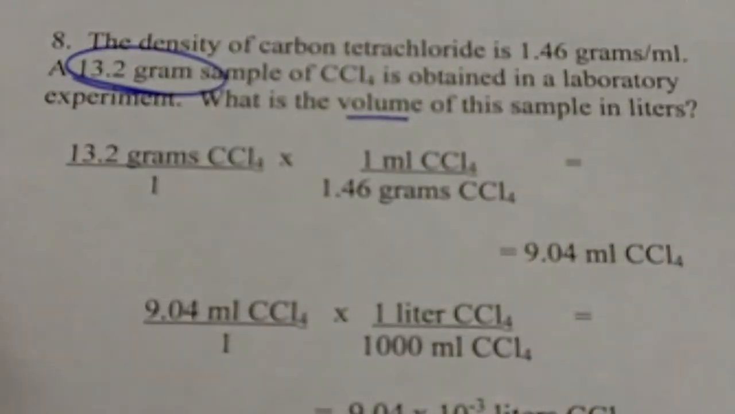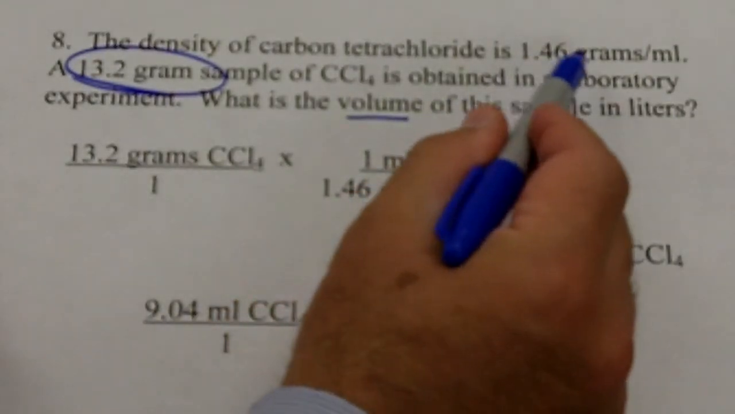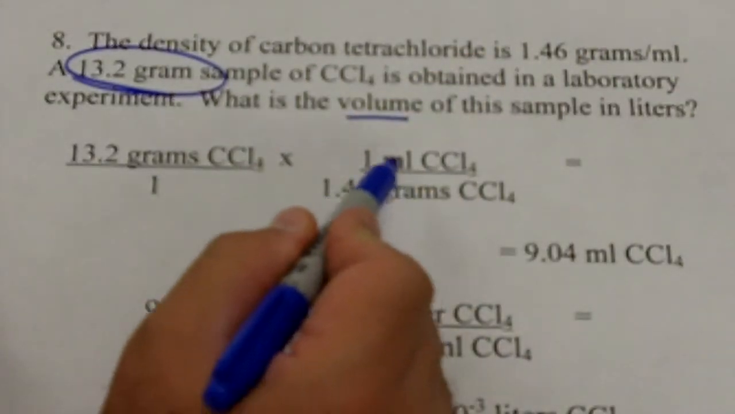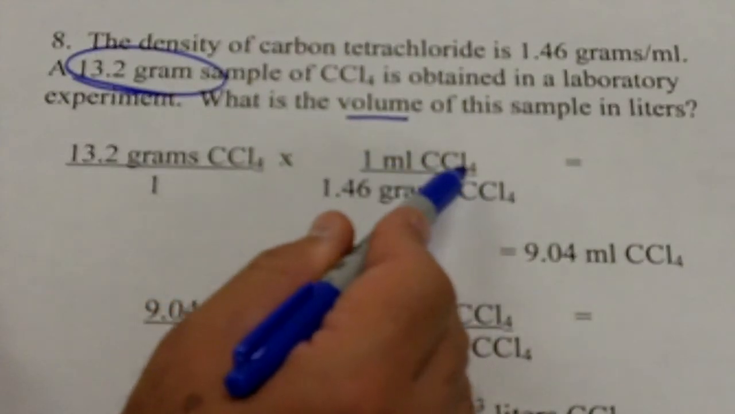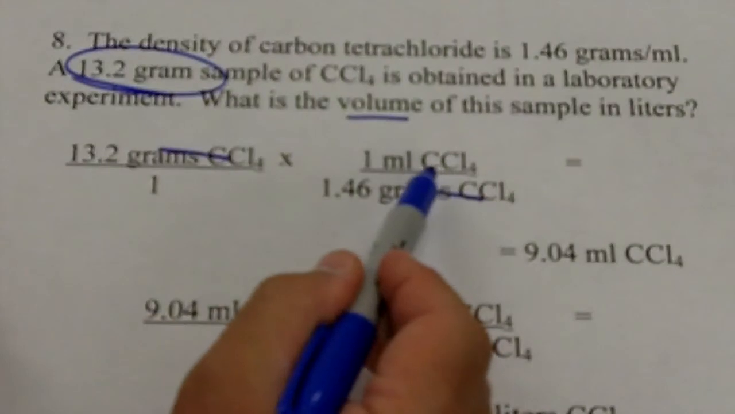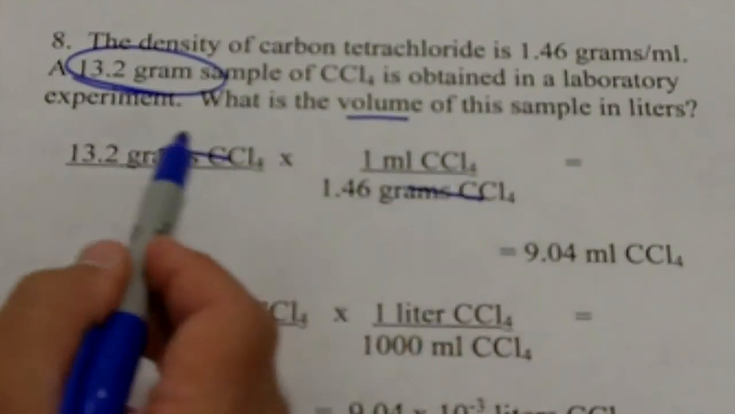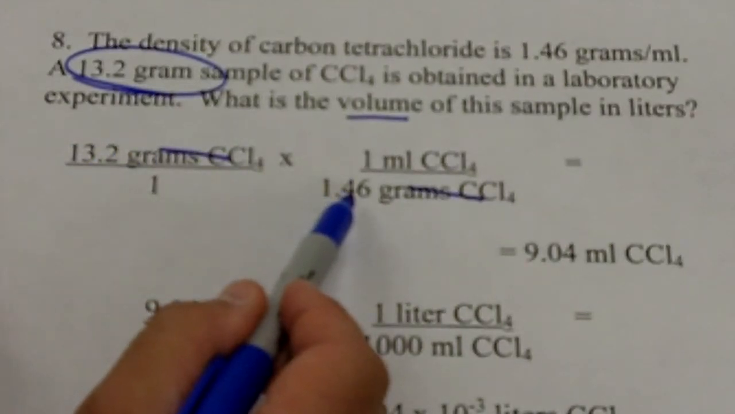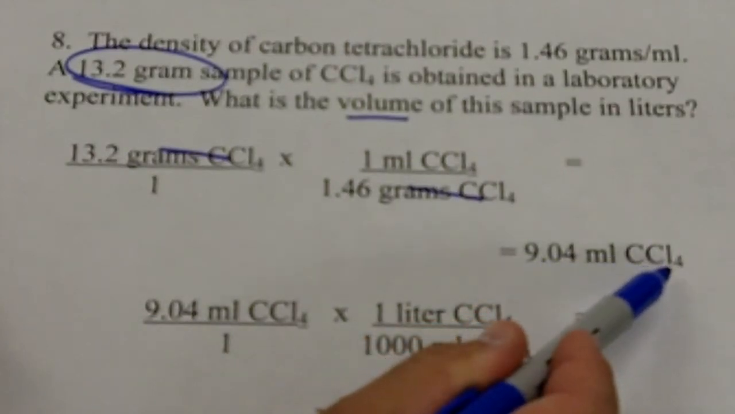Now the first thing I'm going to need to do is use my conversion factor. I've got 1.46 grams per milliliter. So I'm going to say 1.46 grams has a volume of 1 milliliter. Now this will cancel with this, and I'm going to determine the number of milliliters of CCl4 that I've got. 13.2 divided by 1.46, I get this number, 9.04 milliliters of CCl4.